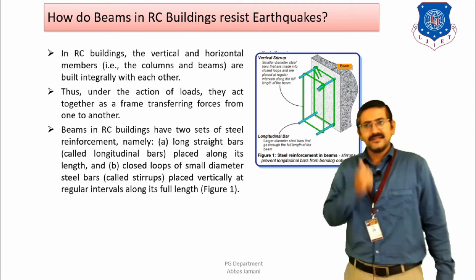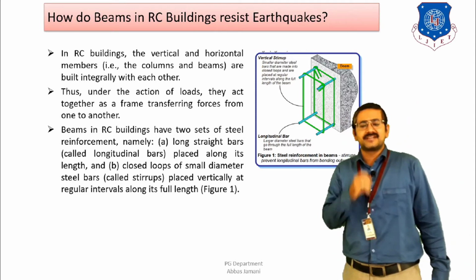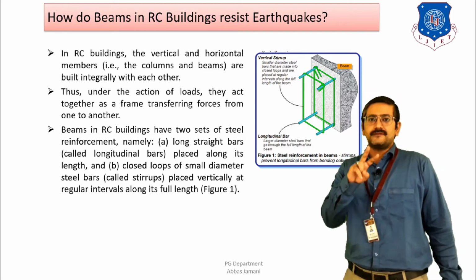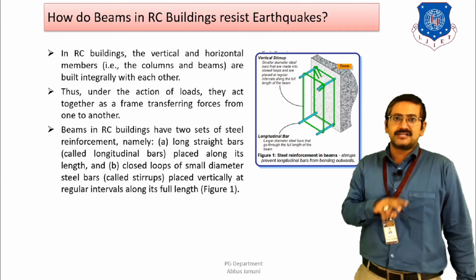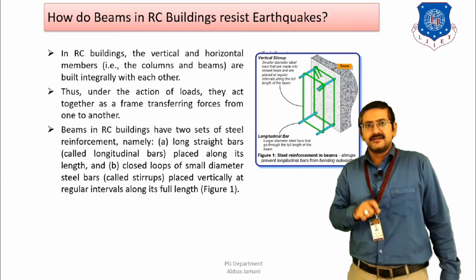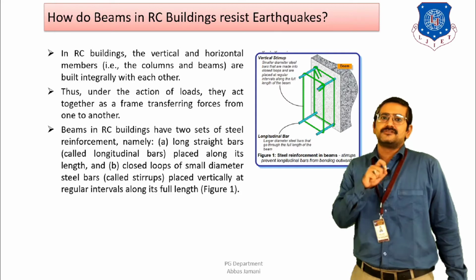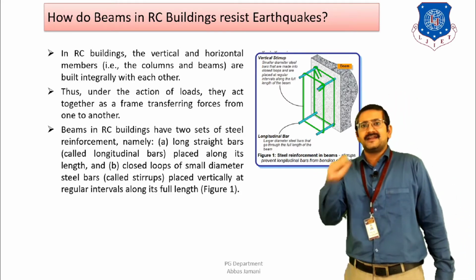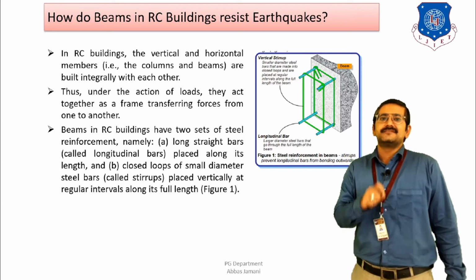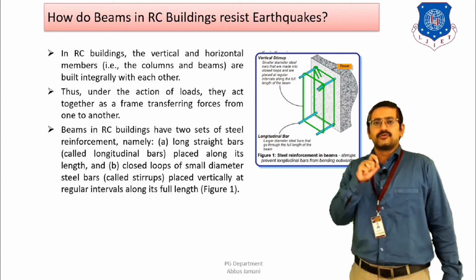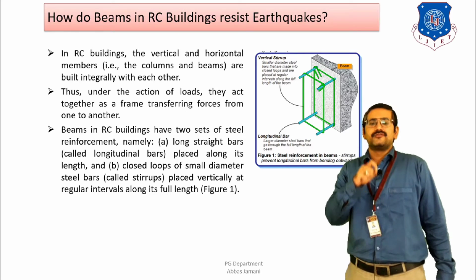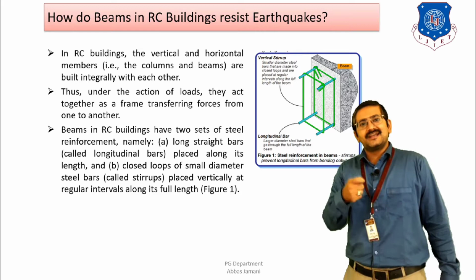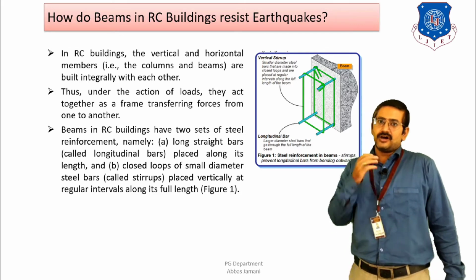So if I look at the structural geometry of the beam, it basically consists of two types of bars. First is the horizontal bar, and the second is the vertical bar. The horizontal bar is also known as the longitudinal reinforcement, which goes throughout the length of the beam, and it is straight. Second is the vertical bar, also known as closed stirrups or loops, which forms a loop, and it is provided at certain intervals as per the guidelines mentioned in IS 13920 along the length of the beam.